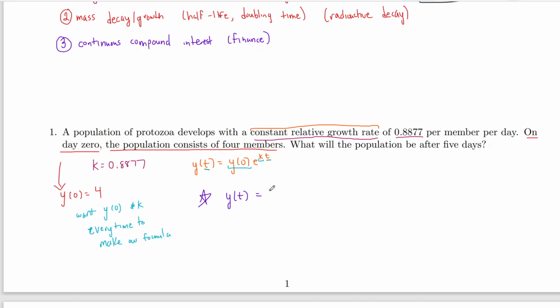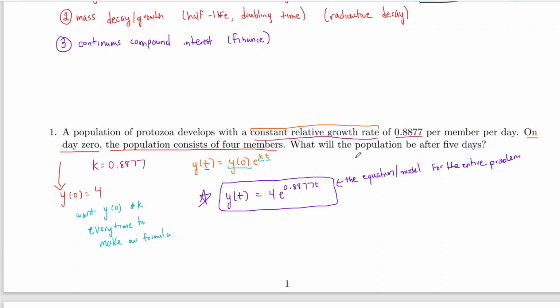Y of t equals y of 0, which is 4, e to the k, which is 0.8877 t. And this isn't the answer because I haven't even got to what they're asking yet, but this is going to be the equation we use, or the model we use, for the entire rest of the problem. So a lot of times figuring out the equation you're using is the hard part. After you figure it out, it just boils down to, well, now we have y of t and we have t. It's going to tell me one of them and I'm going to have to figure out the other one.